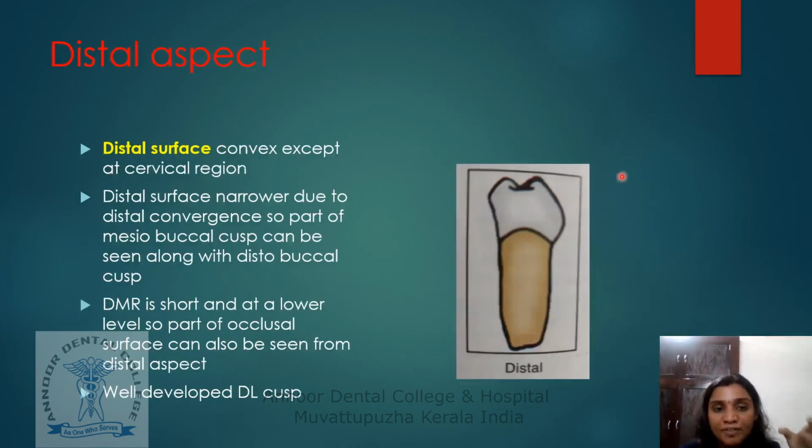The distal surface appeared to be convex except at the cervical region. Distal surface also appeared to be narrower due to the distal convergence, so that a part of the mesiobuccal cusp can be seen along with this particular aspect. And also the distal marginal ridge, it is short and located at a lower level than the mesial marginal ridge, so that part of the occlusal surface can be seen from the distal aspect. Also, the distolingual cusp is well developed.